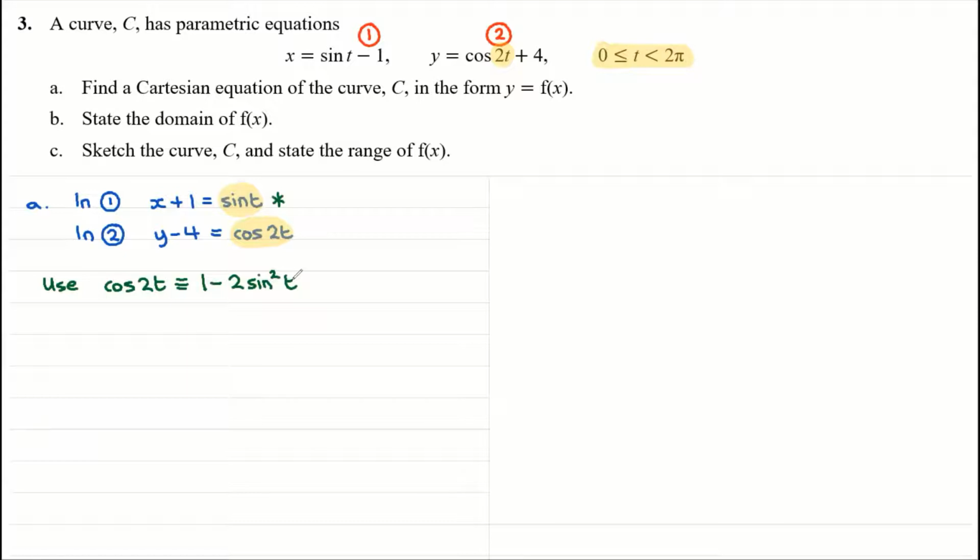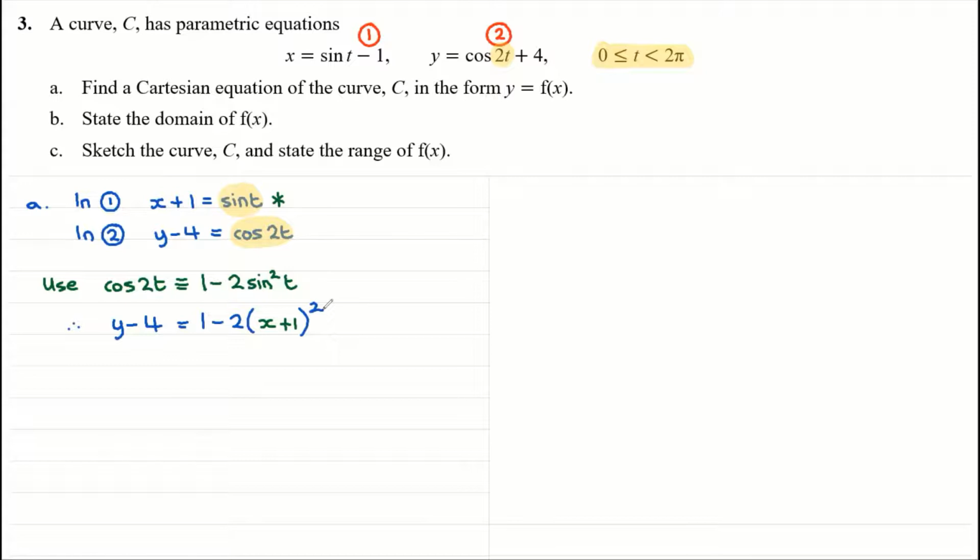So this is rather good. So this means that in that identity, I can just replace the sine t with x plus 1 and the cos of 2t with y subtract 4. So let's do that. So on the left-hand side, we're going to have y subtract 4. I think that deserves a therefore. Is equal to 1 subtract 2 lots of sine squared t, so I've got to square the x plus 1. So it's got to be x plus 1 all squared. Like that. And it asks us for c in the form y equals f of x.